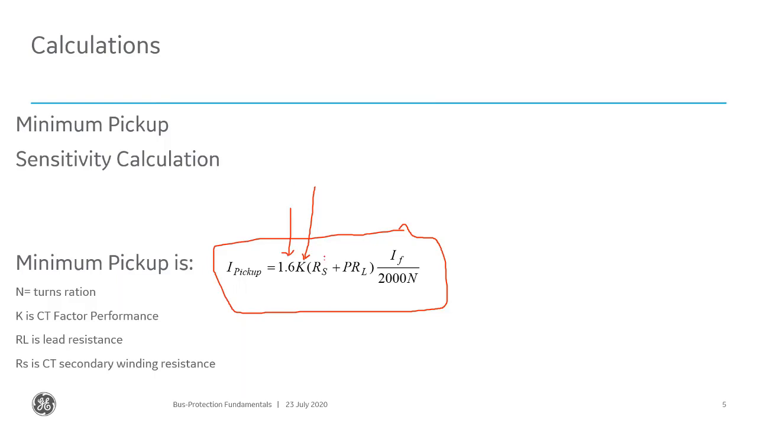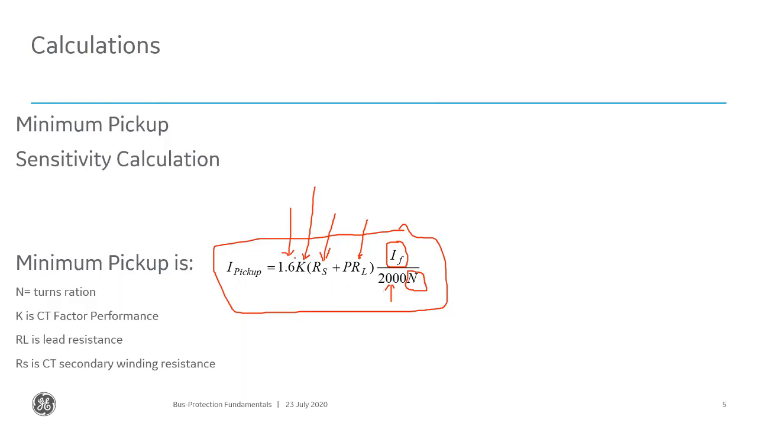RL is the lead resistance. RS is the secondary winding resistance of the CT. The IF here is the fault current. The N is the turns ratio of the CT. And then the 2000 is there because that is the size of the resistor.